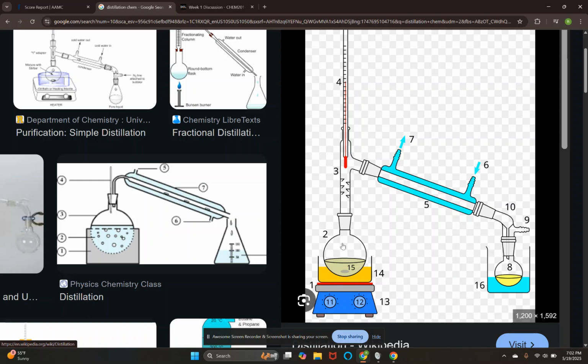Now, at some point, this temperature is going to start rising again. And what that tells us is that we are now starting to vaporize our second compound that was in our solution, because it needed a higher temperature in order to get from our liquid phase to our gas phase. And that's how distillation works to separate.